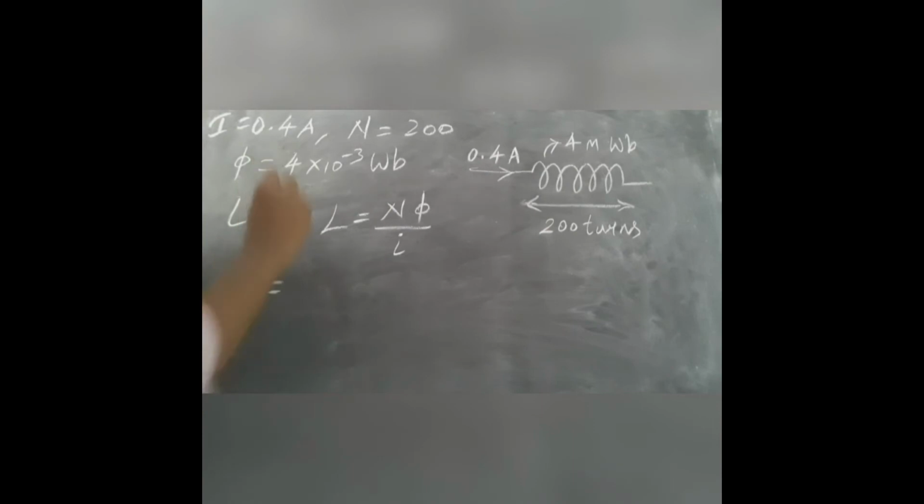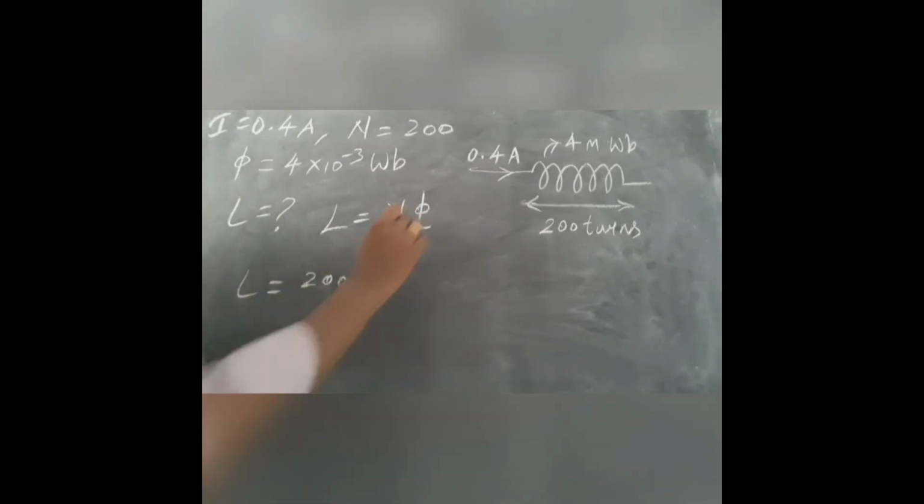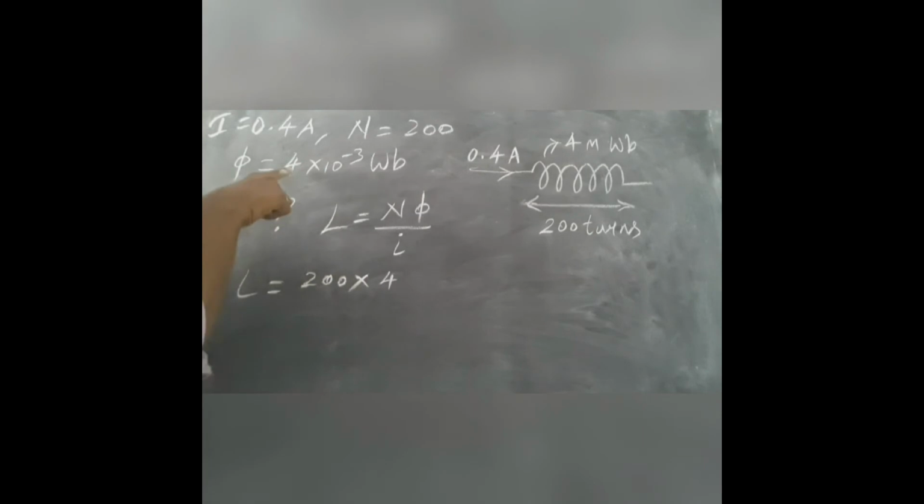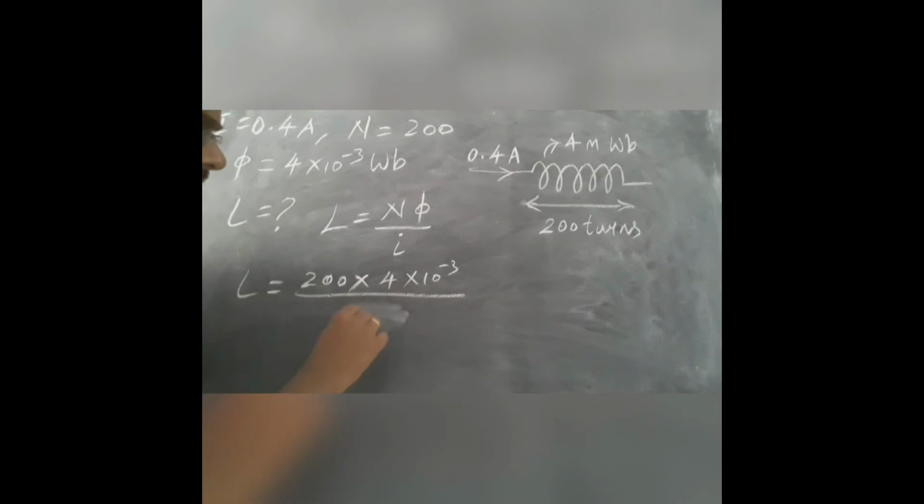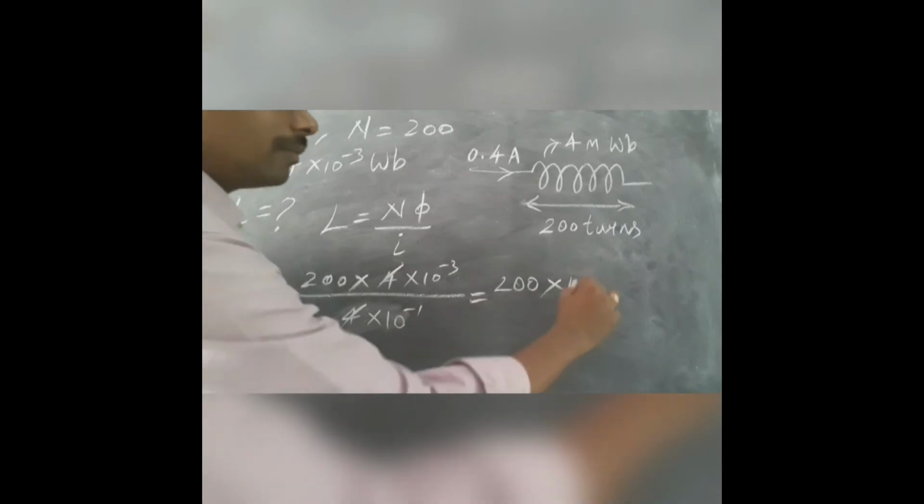What is the formula? Self-inductance is equal to N phi by I. So we can easily calculate. What is the N value? 200. Phi value is 4 milliweber, which is equal to 4 into 10 to the power of minus 3 Weber, divided by the current passing through the coil, 0.4. Here the 0.4 can be written as 4 into 10 to the power of minus 1. So this can be cancelled. This 10 to the power of minus 1 can be taken to the numerator. It will be equal to 200 into 10 to the power of minus 2, which can be written as 2 Henry.